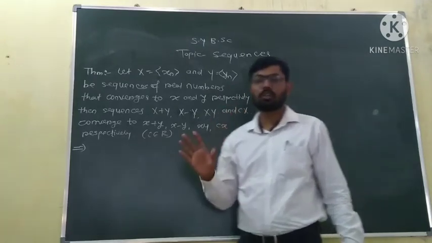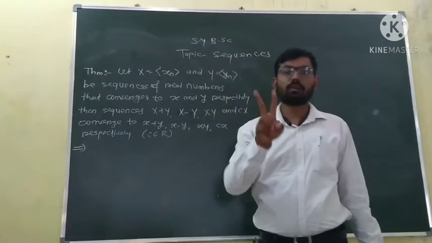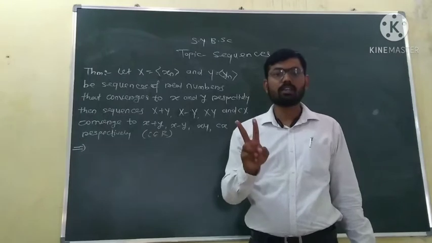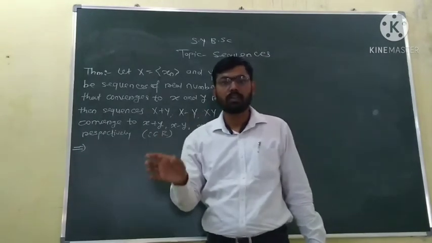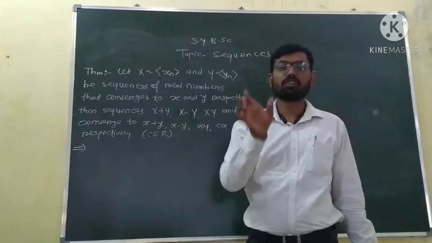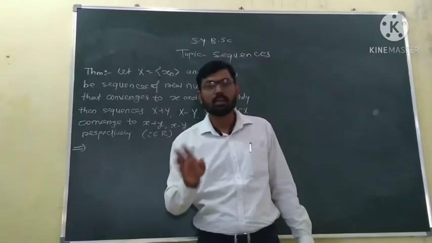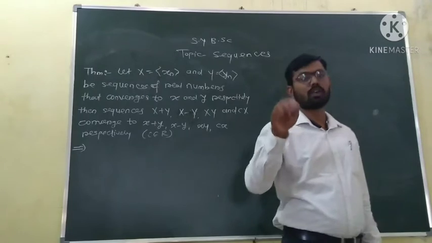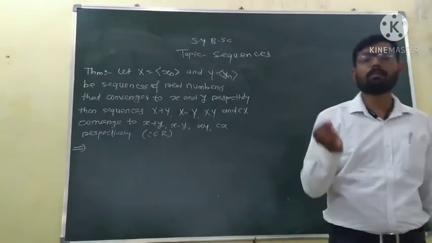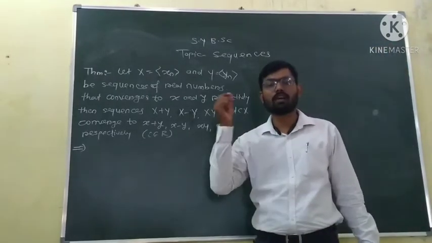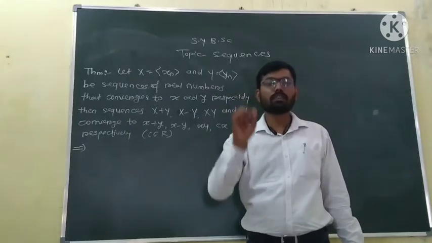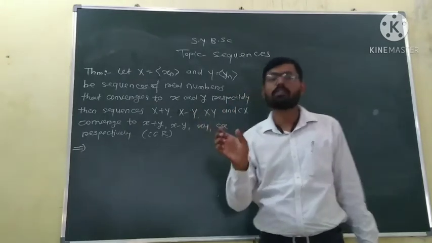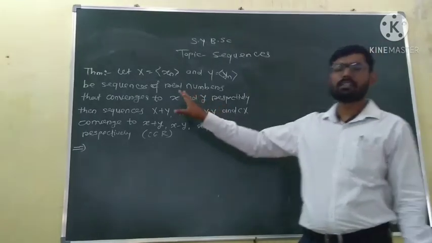That is, you have to show if there are two convergent sequences, then the sum of two sequences converges to the sum of their limits, the subtraction of two sequences converges to the subtraction of their limits, the product of two sequences converges to the product of their limits, and if you multiply some sequence by some constant number, then that sequence converges to the product of that constant number and the limit of the original sequence. Okay, so this is a very simple theorem.